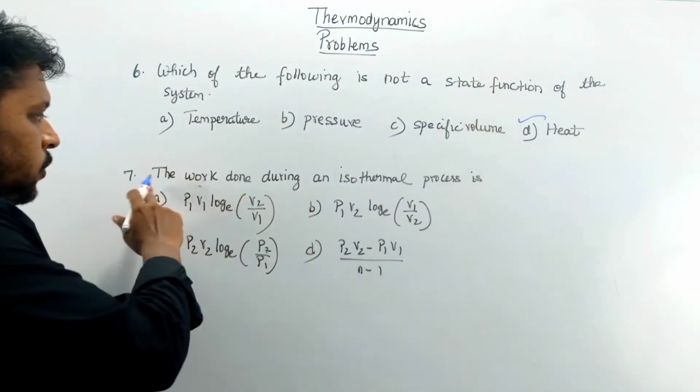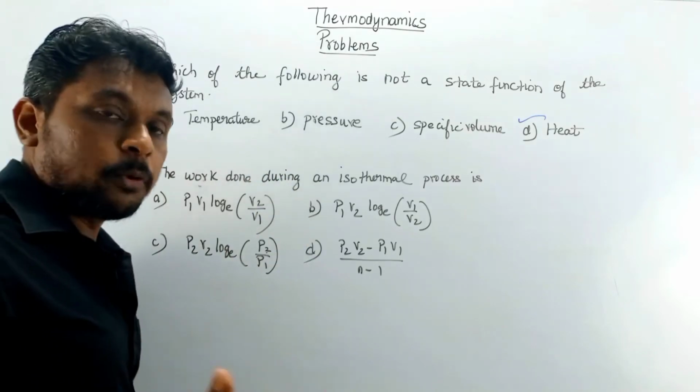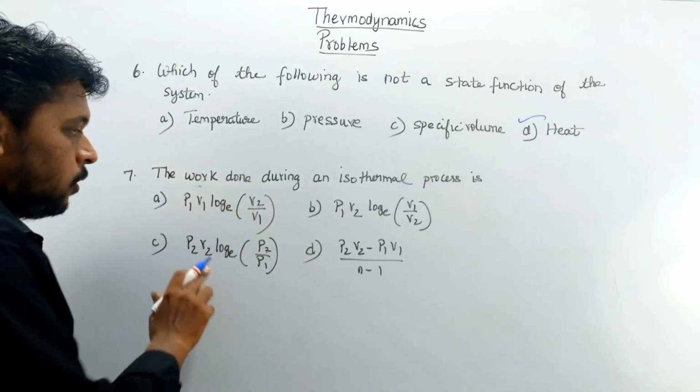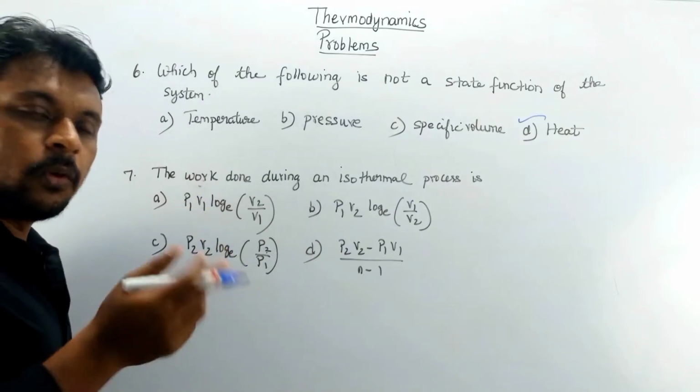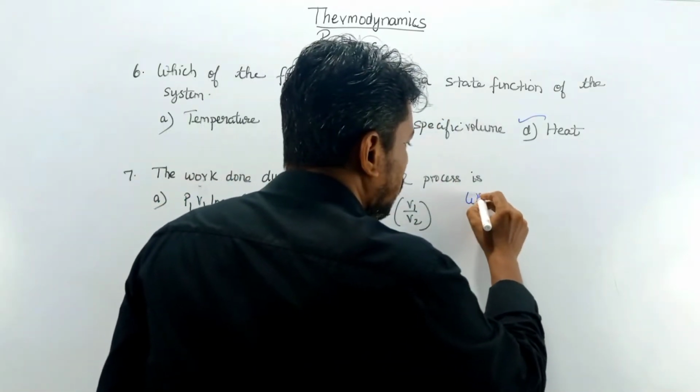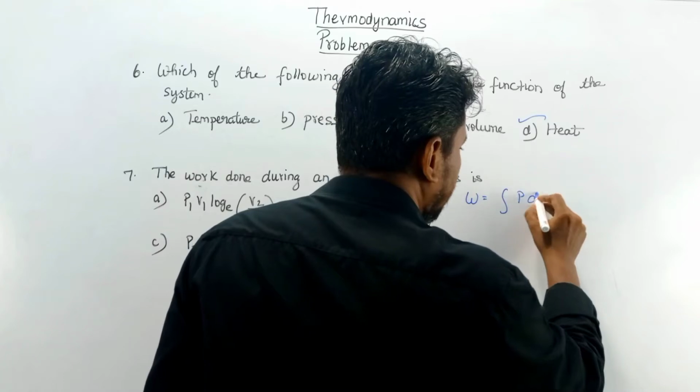Next question, the seventh one: the work done during an isothermal process. In case of an isothermal process, we have to find out the value of the work done. The work done for an isothermal process is given by the integral of P dV.